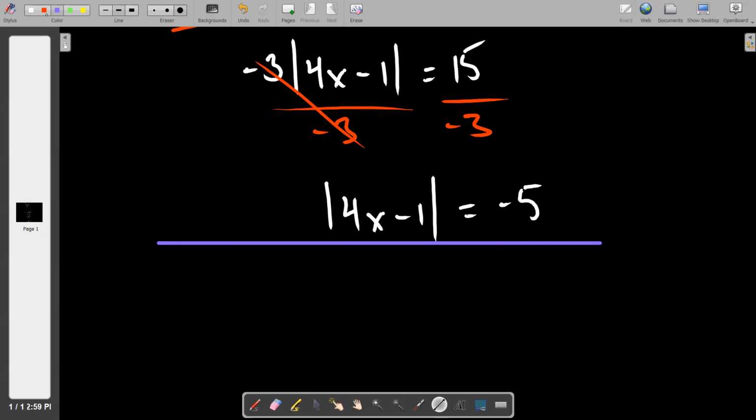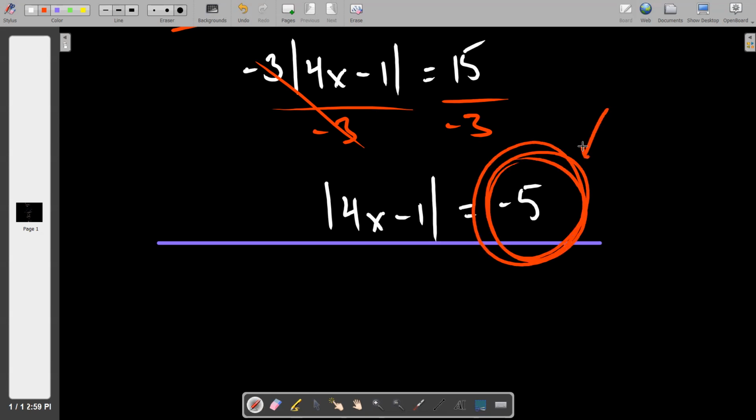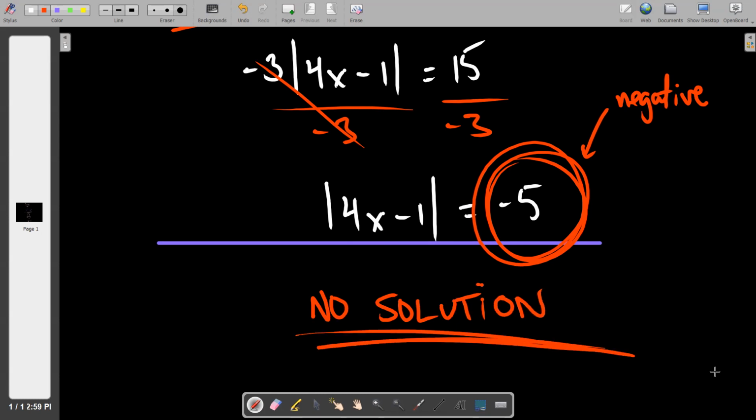It's this number over here. If this number is negative, once you get the absolute value by itself, then your answer will always be no solution. The equation up there literally cannot be solved. You could spend 1 trillion years putting numbers in place of x and keep multiplying those numbers by 4 and taking away 1 and then taking the absolute value. It's never going to equal -5.